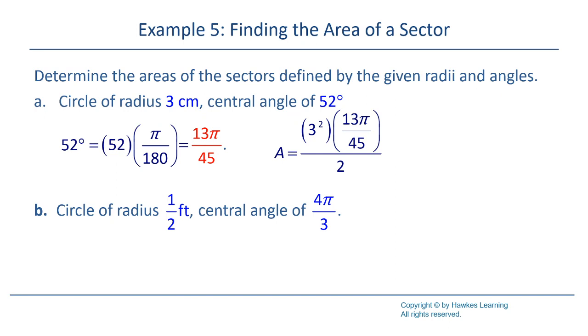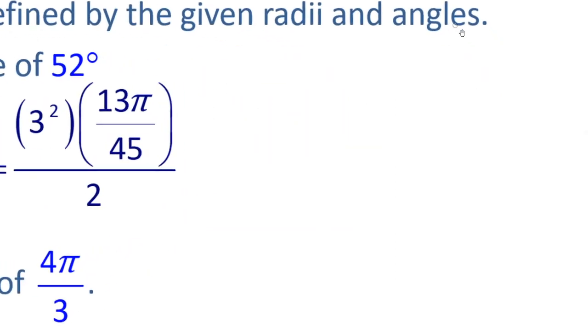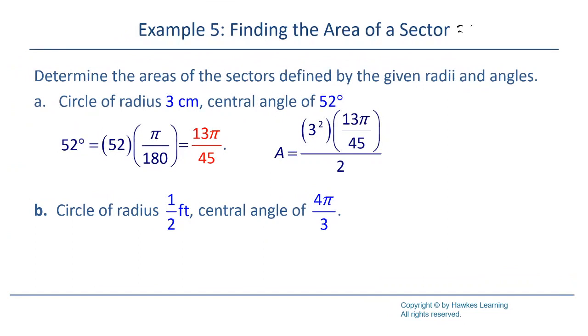Then our area formula. The area of a sector is equal to the radius squared times theta divided by 2. So our radius is 3. Our central angle is 13 pi over 45, which we converted from 52 degrees. And then we divide by 2 because of the formula, which gives 13 pi over 10, which is roughly 4.08 centimeters squared.